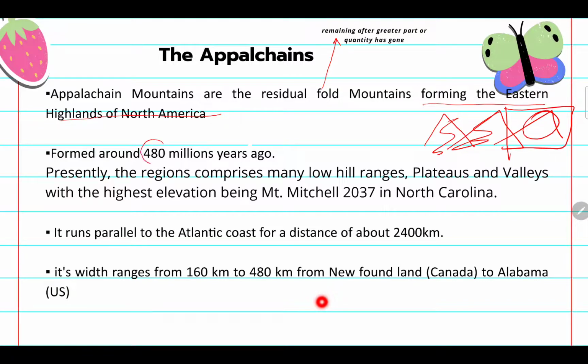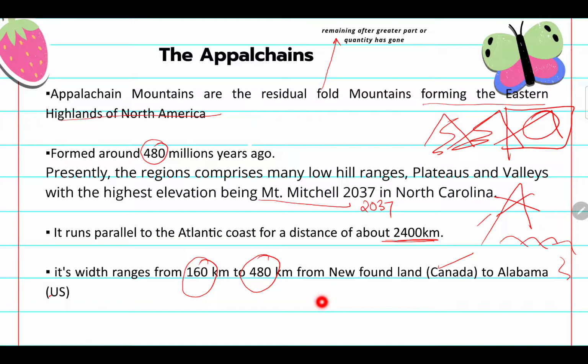It was formed around 480 million years ago. Who was formed? The Appalachians were formed 480 million years ago. Presently, the region comprises many low hill ranges, not high hills but low hill ranges, plateaus, valleys, etc., with the highest elevation of Mount Mitchell of 2037 meters in North Carolina. It runs parallel to the Atlantic coast for a distance of 2,400 km. Its width ranges from 160 km to 480 km from Newfoundland, that is Canada, to Alabama in USA.